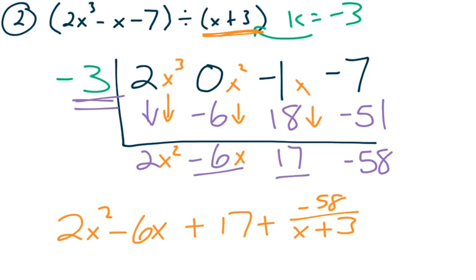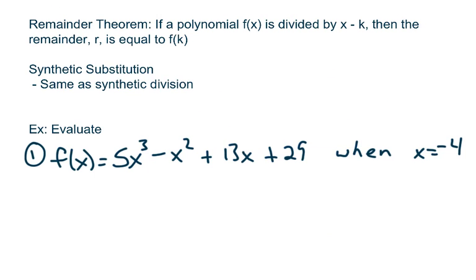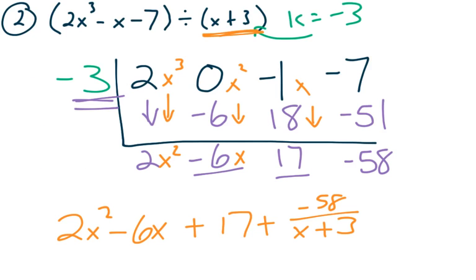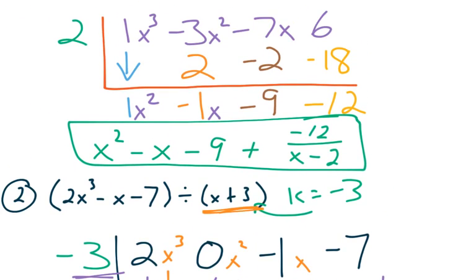Okay, so let's move on. The last main idea in section 3 is the remainder theorem. The remainder theorem says if a polynomial f of x is divided by x minus k, then the remainder r is equal to f of k. So what this basically says is that if we were to divide something synthetically, so like what we did here, the last couple of examples, okay?